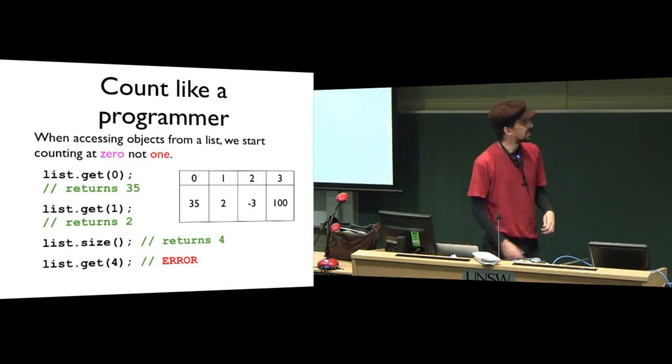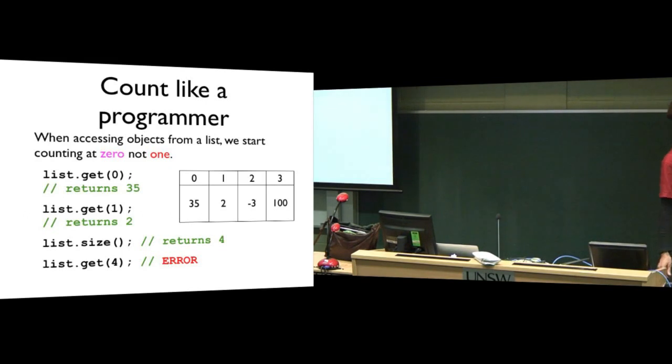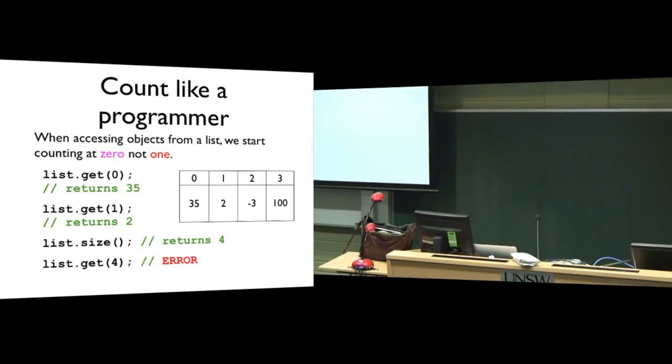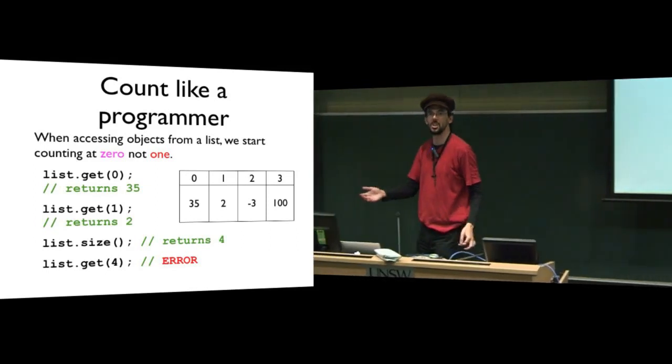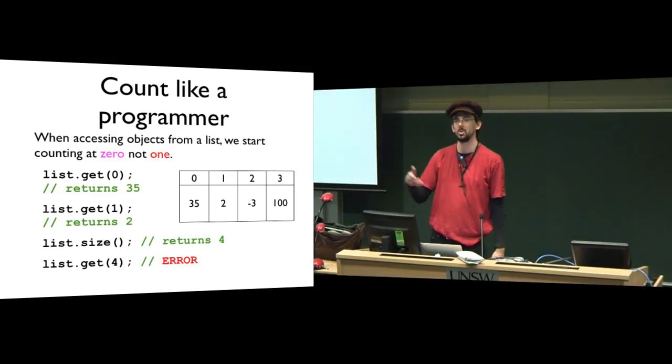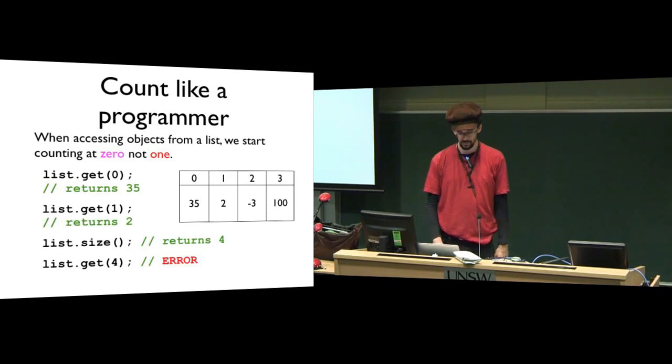But yes, the size of this list is 4 because there are 4 things on the list. So if we ask list.size, it'll return 4. But if we try to get them, those objects are numbered 0, 1, 2, and 3.